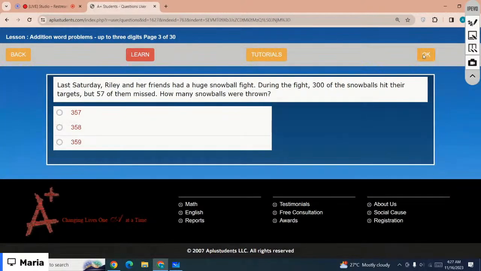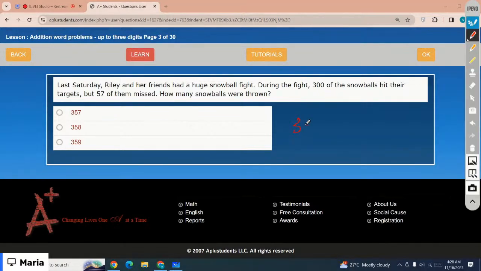Last Saturday, Relay and friends had a huge snowball fight. During the fight, 300 of the snowballs hit their targets, but 57 of them missed. How many snowballs were thrown? So you need to add 300 plus 57. So which is the correct option?